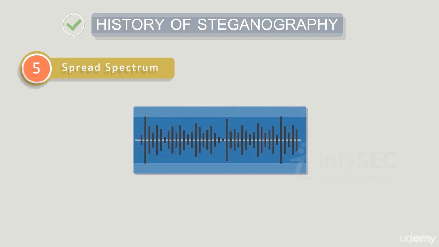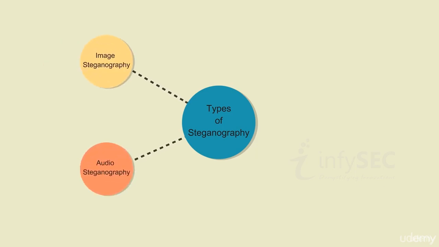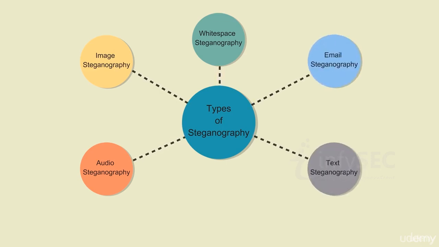Having gotten an insight about the history of steganography, it's time to get started. Types of steganography. Out of quite a large list of variants, let us stick to these 6 types of steganography: image steganography, audio steganography, whitespace steganography, email steganography, text steganography, and document steganography.